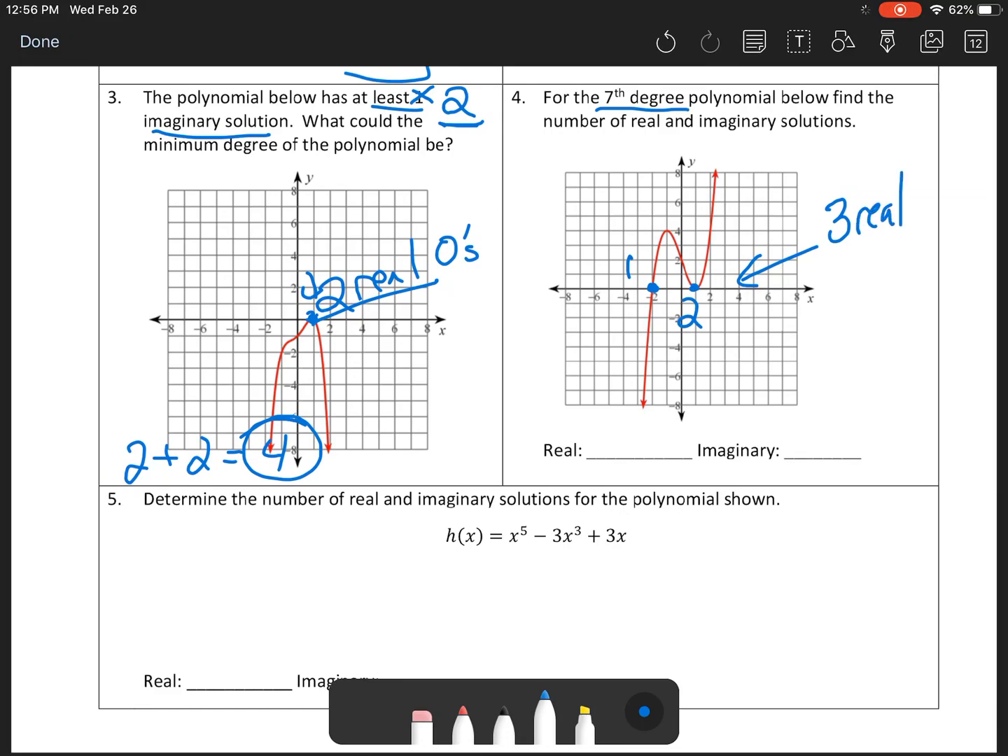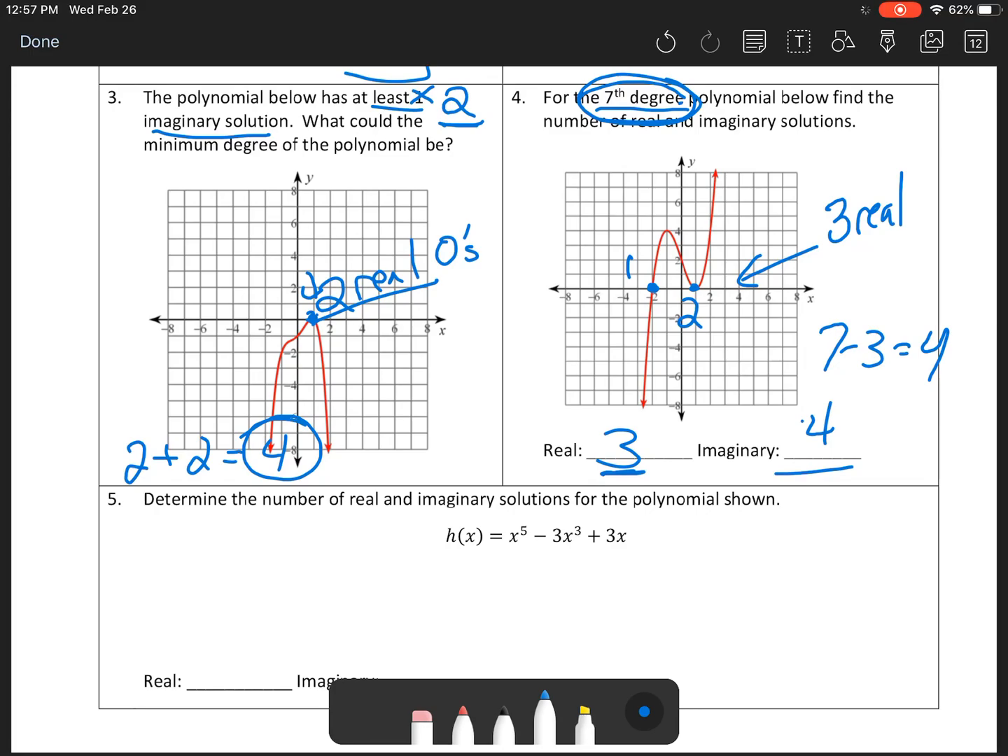Okay, but we're looking for both real and imaginary. Now, this is a 7th degree polynomial, so that means that if 3 of my solutions are real, then 4 have to be imaginary, because 7 minus 3 is equal to 4, because I know that all of my solutions must be a total of 7.